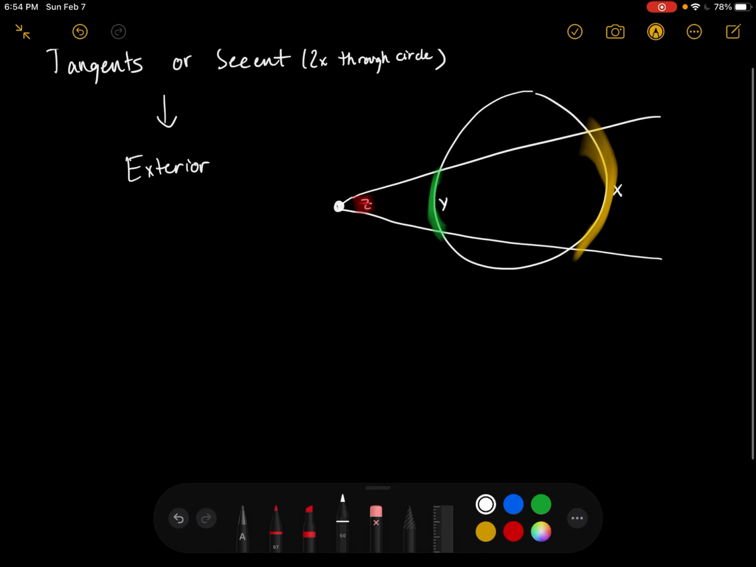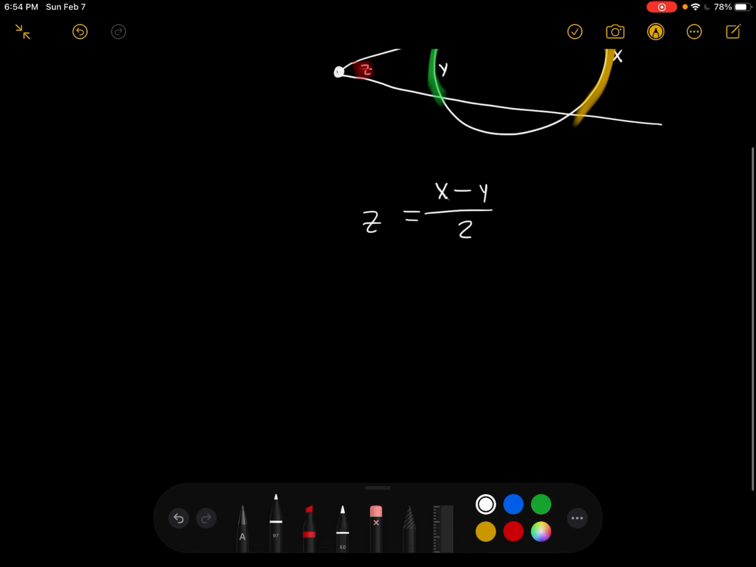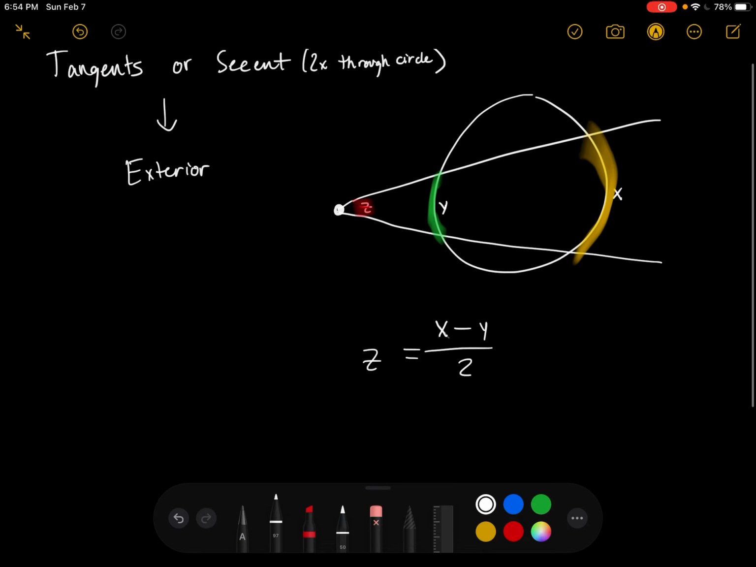Okay, so the idea for this one is we take x minus y. I have a hard time writing. I'm sorry about that. x minus y divided by 2 equals z. So we basically take our two arc measures, subtract them, and that's going to equal the angle on the outside. So the difference of the arcs divided by 2 equals the angle on the outside of the circle.